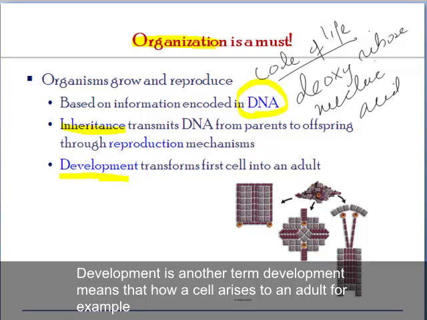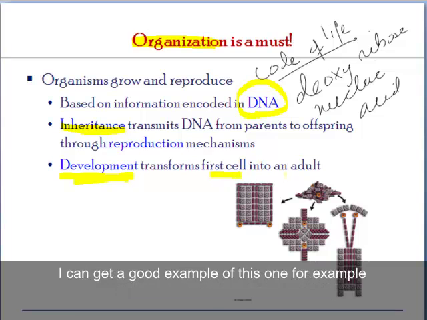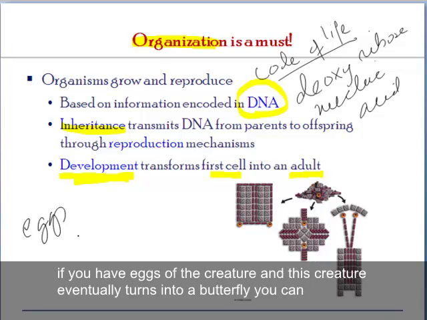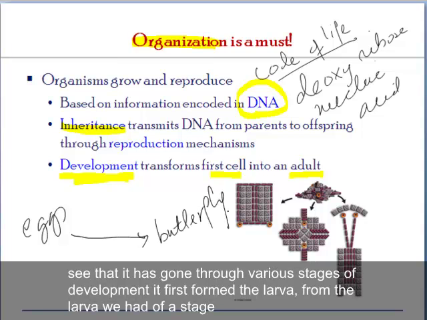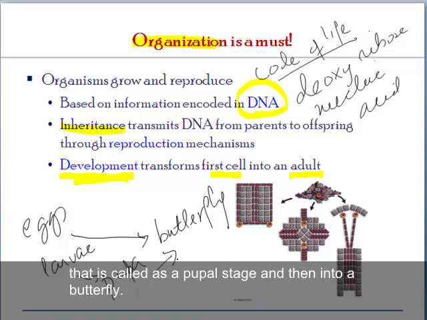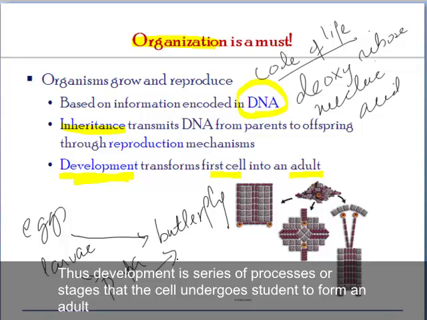Development is another term. Development means how a cell arises to an adult. For example, I can give you a good example on this one. If you have eggs of a creature, and this creature eventually turns into a butterfly, you can see that it has gone through various stages of development. It first formed the larva. From the larva, we had a stage that is called the pupa stage, and then into a butterfly. So development is a series of processes or stages that the cell undergoes to form an adult organism.